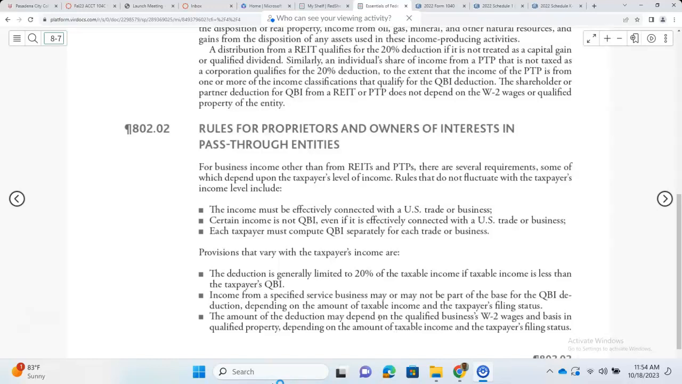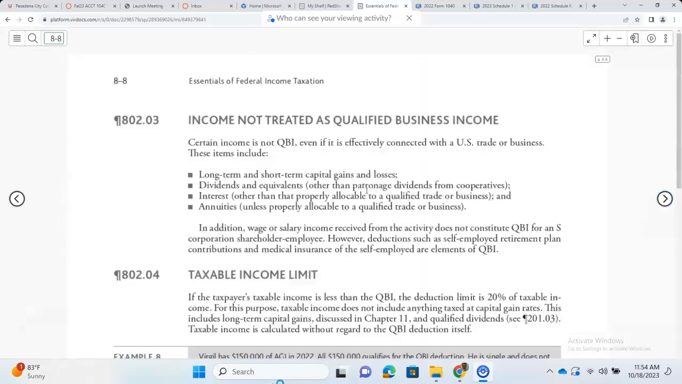So the amount of deduction may depend on the qualified business W-2 wages and so on. So there are a few rules for QBI, so it's not that easy. There are some restrictions on it. Certain income is not QBI, as we could guess, even if it's in a U.S. connected business.